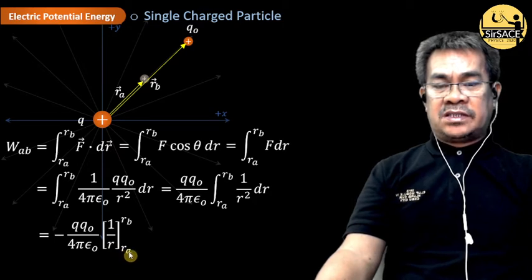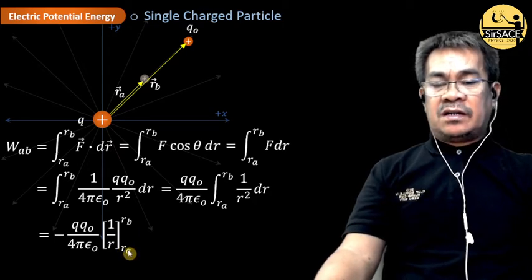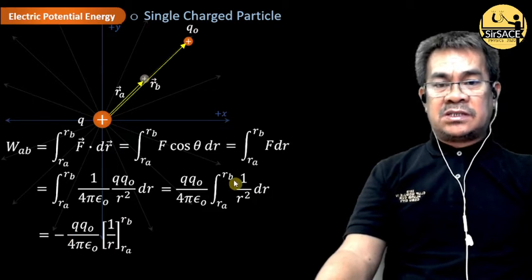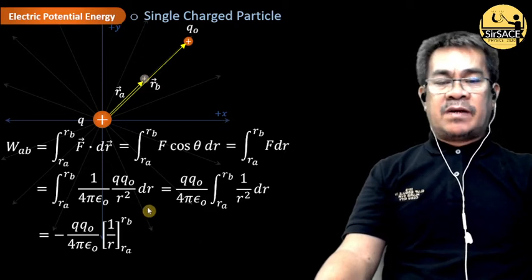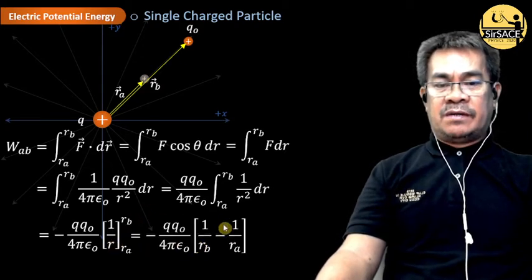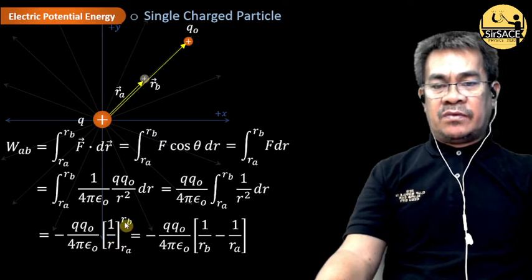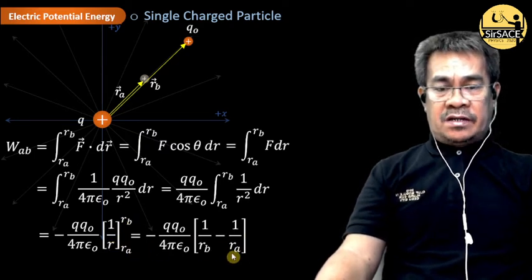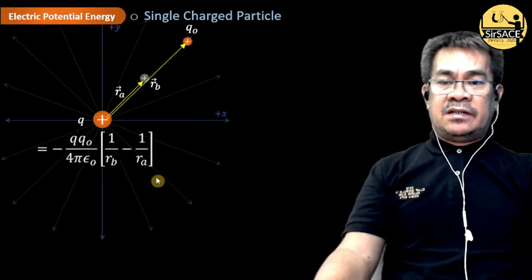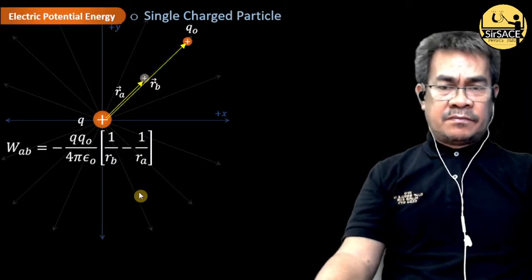Then it ranges from lower limit RA to upper limit RB. Take note of the negative, because this is the result after evaluating the integral. Now let's apply the limits. Limit means upper minus lower. So we substitute R with RB in the upper, then next for the lower, which is RA. So we have this as the result.